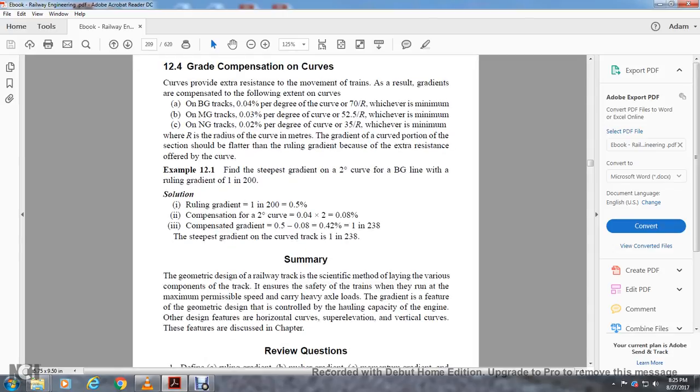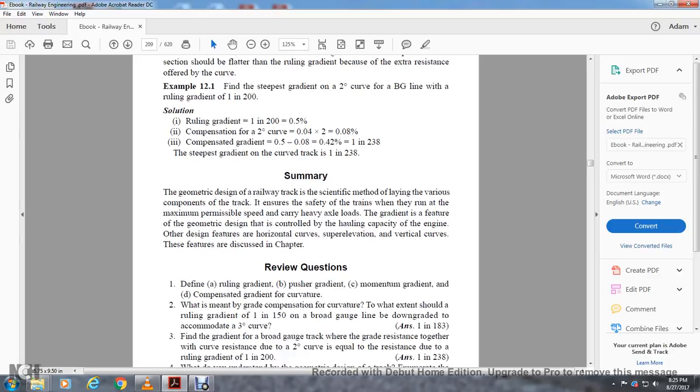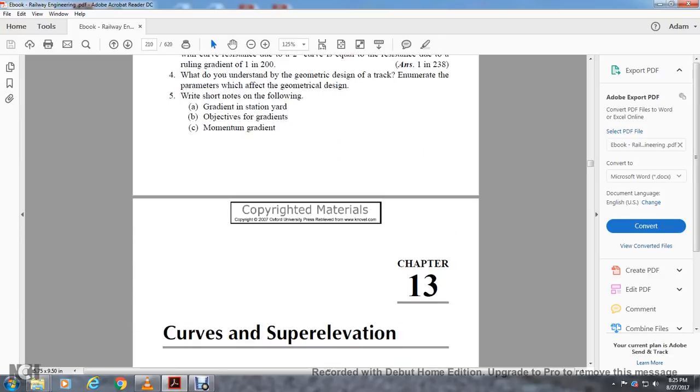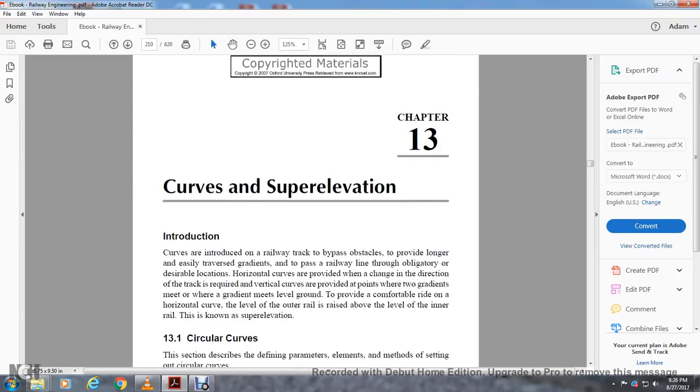The geometrical design of the railway track is the scientific method of laying the various components of the track to ensure the safety of the trains, which run at the maximum permissible speed and carry heavy axle loads. The gradient is a feature of the geometrical design that controls the hauling capacity of the engine. Other design features are horizontal curve, super elevation and vertical curve. These are featured and discussed in this chapter. Alright, chapter 13: curves and super elevation.